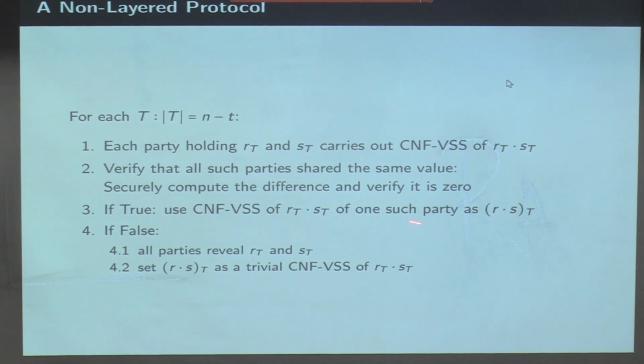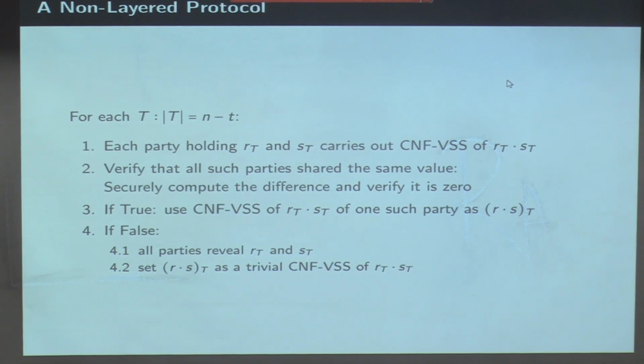If this is true, then we will take one of these parties' secret sharing as the secret sharing of RT times ST prime, and we'll call it R times S of T comma T prime in some sense. And if it is false, then all the parties are going to decide that they are going to reveal RT and ST prime to the output clients. Then given RT and ST prime, you can get a trivial secret sharing of RT times ST prime by just processing. This is not hard to do.